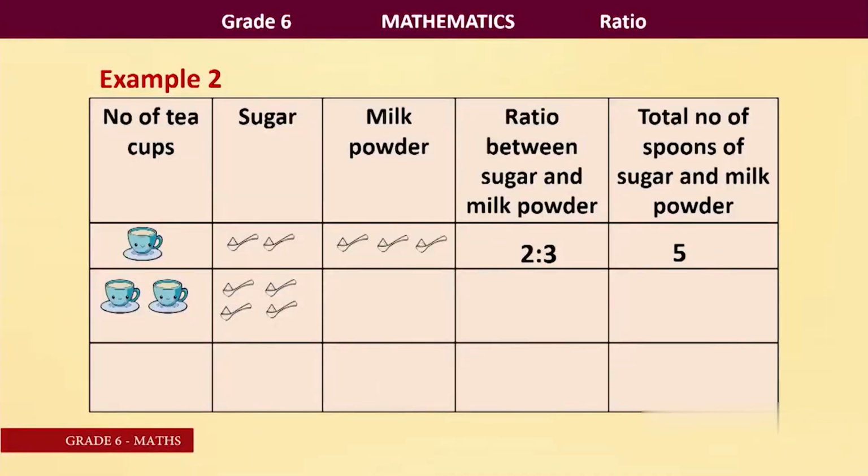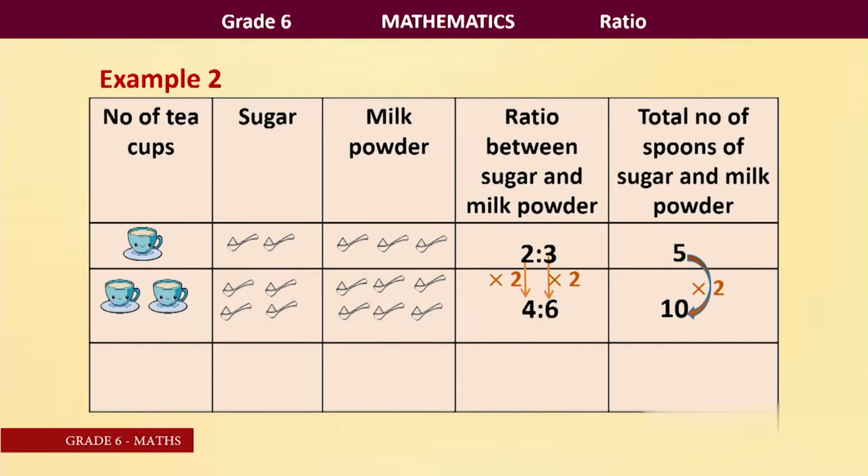Now how many milk powder spoons have to be added? For a cup, it is 3. Then for another cup, you should add another 3. Then the total is 6. Now the ratio is written as 4 to 6. Mathematically, how can you obtain it? Terms are multiplied by 2. 2 by 2 is 4. 3 by 2 is 6. The total number of teaspoons is 10. It is also given by 5 into 2. Now we made 2 cups of tea.